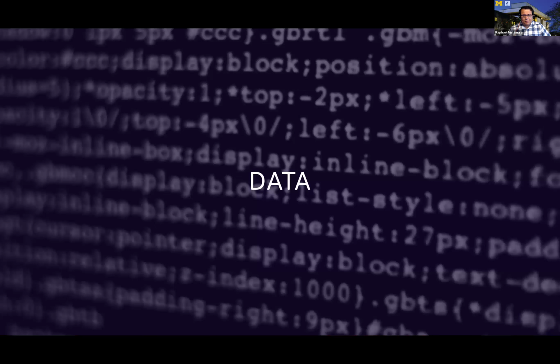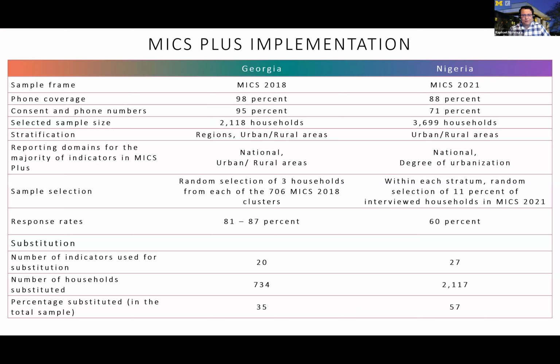So next, I'm going to ask Tatjana to describe the Mixed Plus implementation in the two countries we are working with today. Yeah, thanks very much, Raphael. Good morning, good afternoon, good evening, everybody. So let me in a few minutes just briefly mention what we did in the two countries that we are talking about here. It's Georgia and Nigeria.